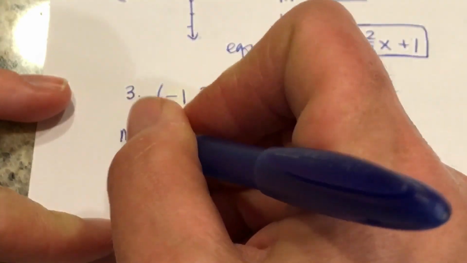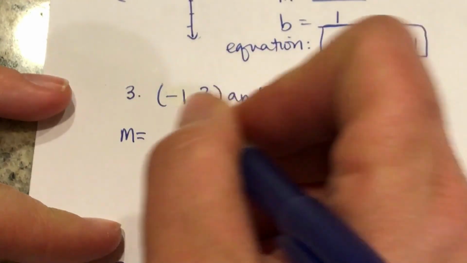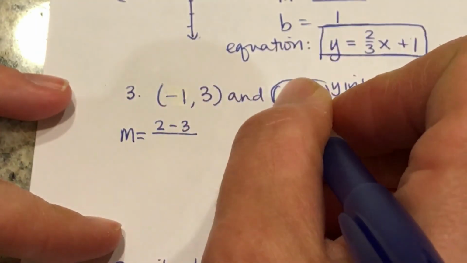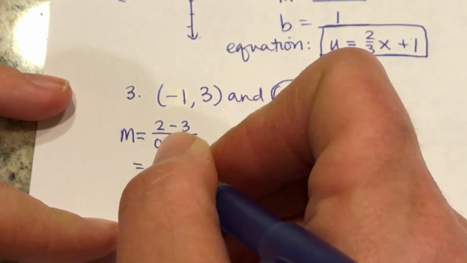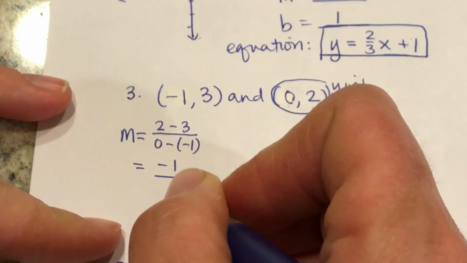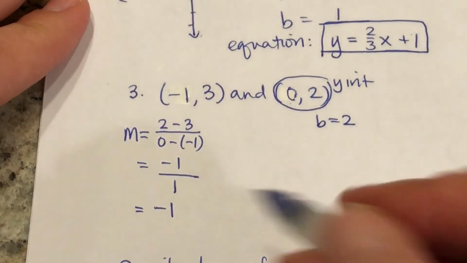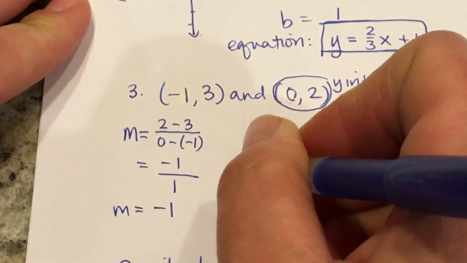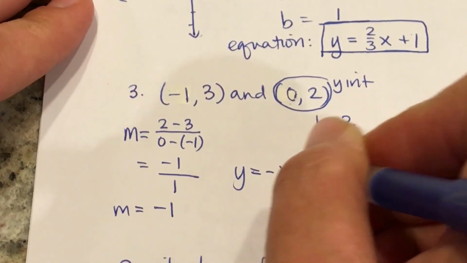So how do you find m? We were just doing it a second ago on the other side. You take your y value and subtract your other y value, divided by your x value minus your other x value. So that's going to give me -1 up top, and then this minus a negative is a +1 on the bottom. So my slope is -1. Now I know my slope m and I know b, so writing the equation of the line is going to be pretty straightforward.